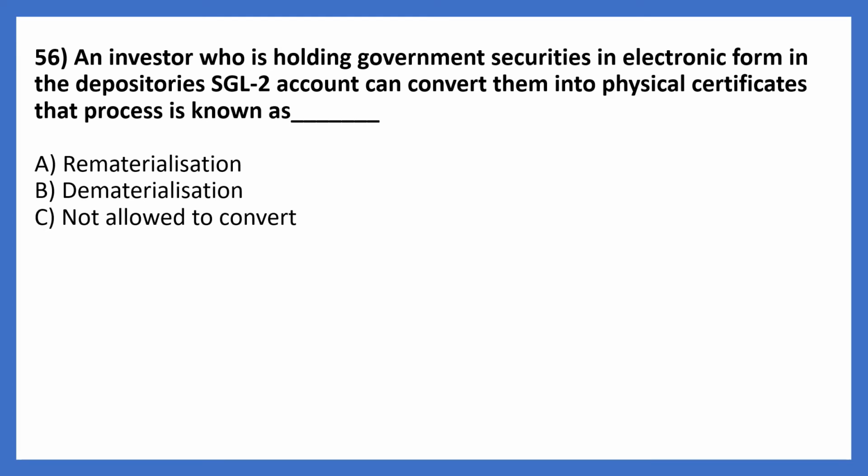An investor who is holding government securities in electronic form in the depository's SGL2 account can convert them into physical certificates. That process is known as option A, rematerialization, option B, dematerialization, and option C, not allowed to convert. The correct answer is option A, rematerialization.